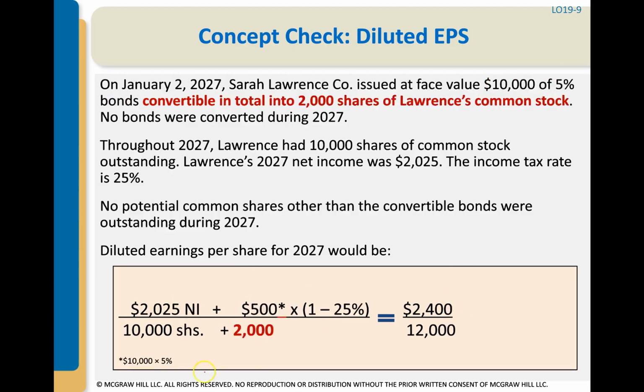That's step one. Step two is that I have to account for the additional common shares that were issued as a result of the bond being converted. And again, we just assume that all convertible bonds have been converted. And it says that the convertible bonds give us 2,000 additional shares of common stock. So we have to add the 2,000 shares to our denominator. And now our earnings per share is 2,400 divided by 12,000, and it is 20%.